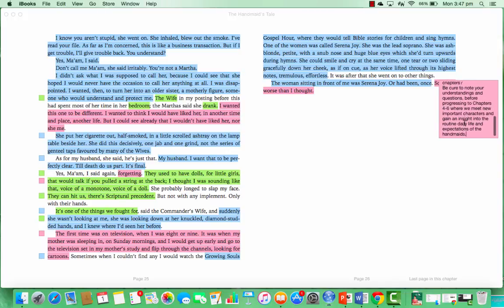Be sure to note your understandings and questions before progressing to chapters 4 to 6, where we meet new important characters and gain an insight into the routine daily life and expectations of the handmaids. Pause after chapter 3 to also list representations and patterns that you've noticed and link evidence to each of these so you can track their development through the rest of the novel.